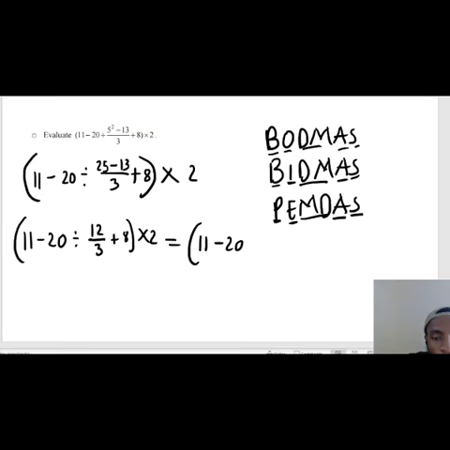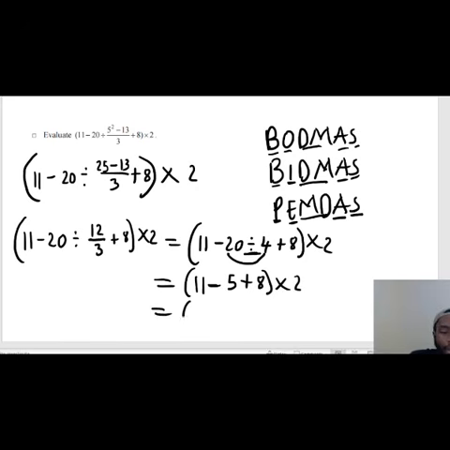What's 12 divided by 3 now? 12 divided by 3 will give us 4 plus 8 times 2. Now remember, you must divide first. So we do 11 minus, what is 20 divided by 4? That's 5 plus 8 times 2. So 11 minus 5 is giving us what? 6 plus 8 times 2. So my final answer will be 6 plus 8 is 14, times 2. That's what? 28. Very simple. All right, let's move on.